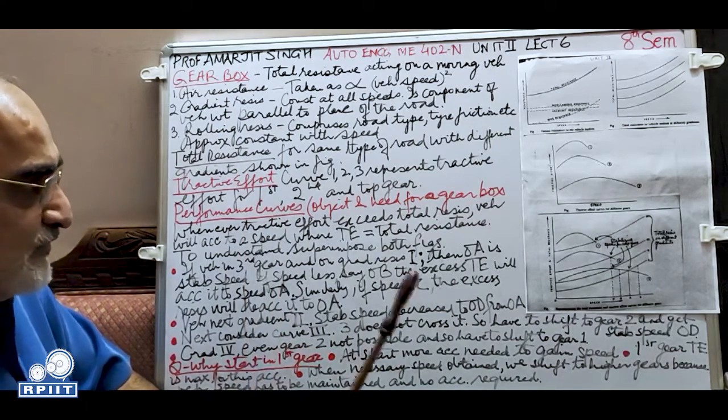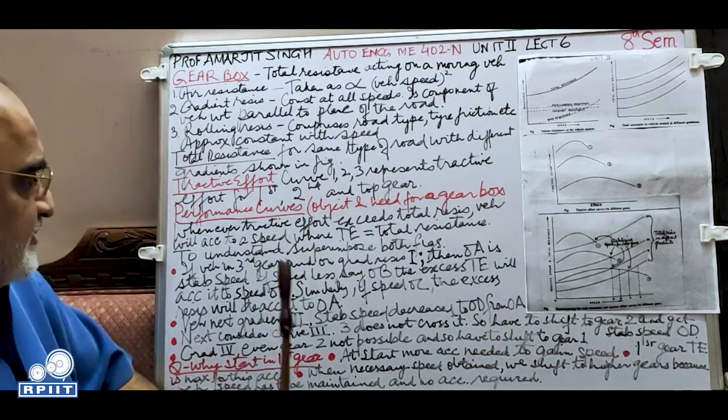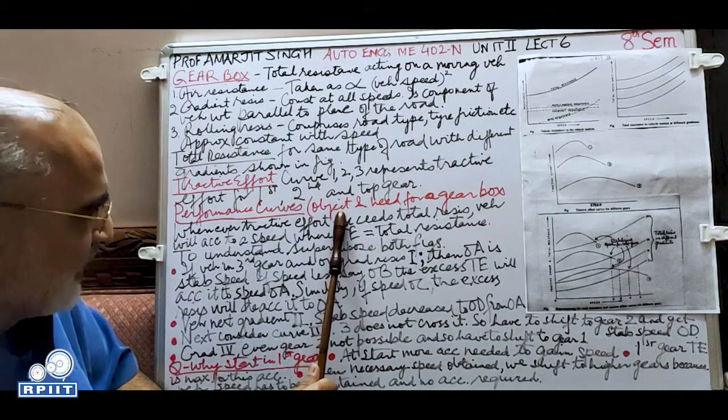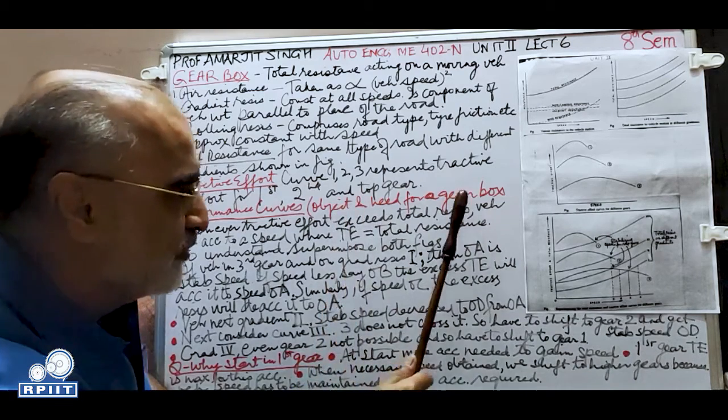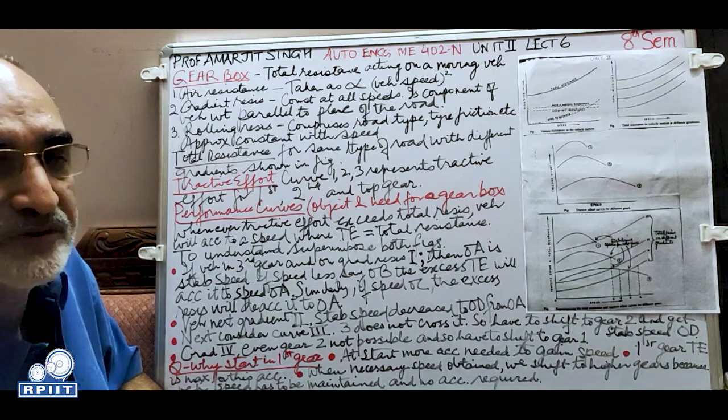So performance curves, now that we established this, now let's draw some inference of this, performance curves. From this, we will find out what is the object and need of a gearbox. Gearbox हम गाड़ी में क्यों होता है?